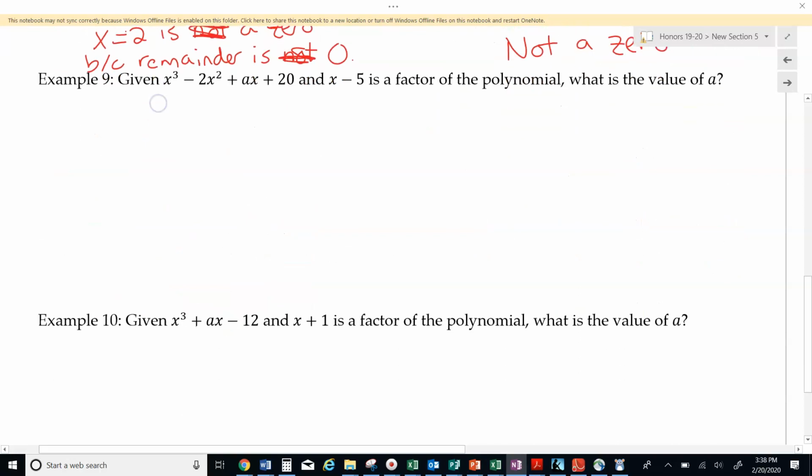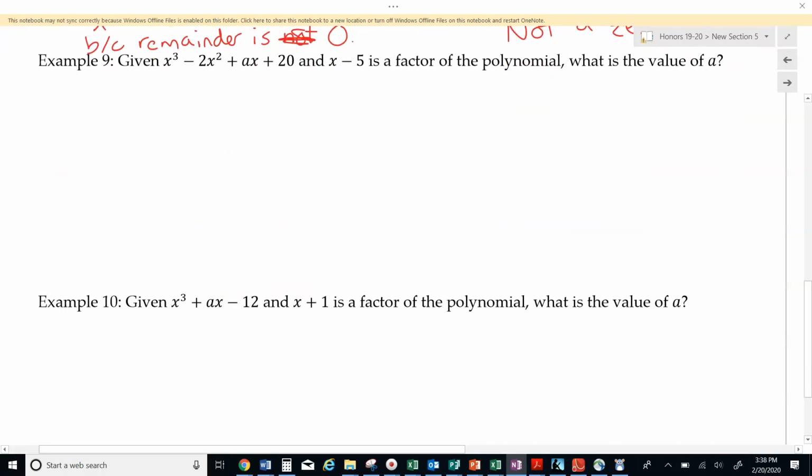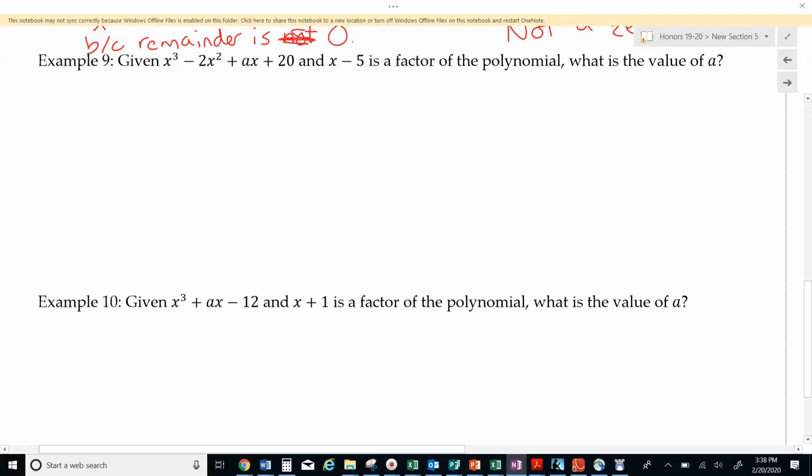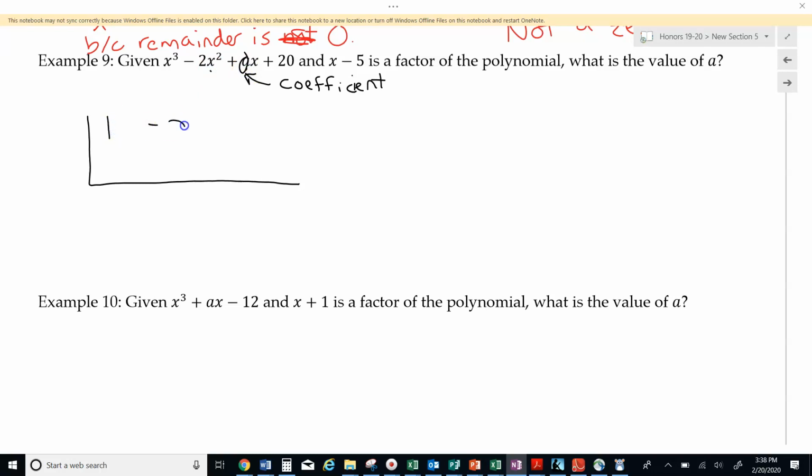Last set of examples. Okay, so you're given a polynomial and the factor. But one of our coefficients is a variable now. And we're trying to figure out what that variable is. So, I'm going to treat this A like a coefficient. I can spell coefficient. So, we set it up. These do go in order, so that's good. So we have 1, -2, A, and 20. Here we have our x minus 5.